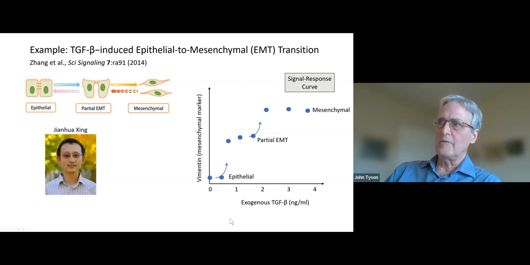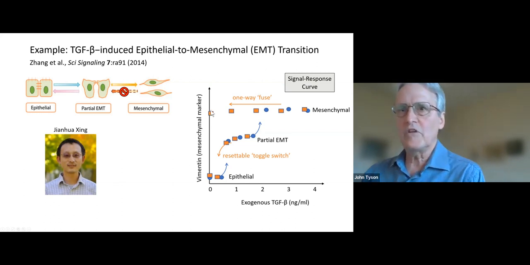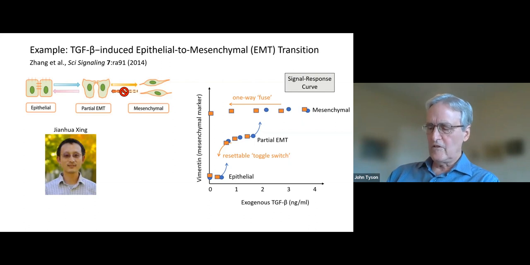Now, an interesting question is, what happens if we give the cells enough TGF-beta to go to the partial EMT state and then reduce TGF-beta? We find that this first switch is a resettable toggle switch because the partial EMT cells will go back to the epithelial state. But once the cells have reached the mesenchymal state, you can reduce TGF-beta to zero and the cells will stay in the mesenchymal phenotype. So we see in this particular case, examples of both kinds of bistable switches.